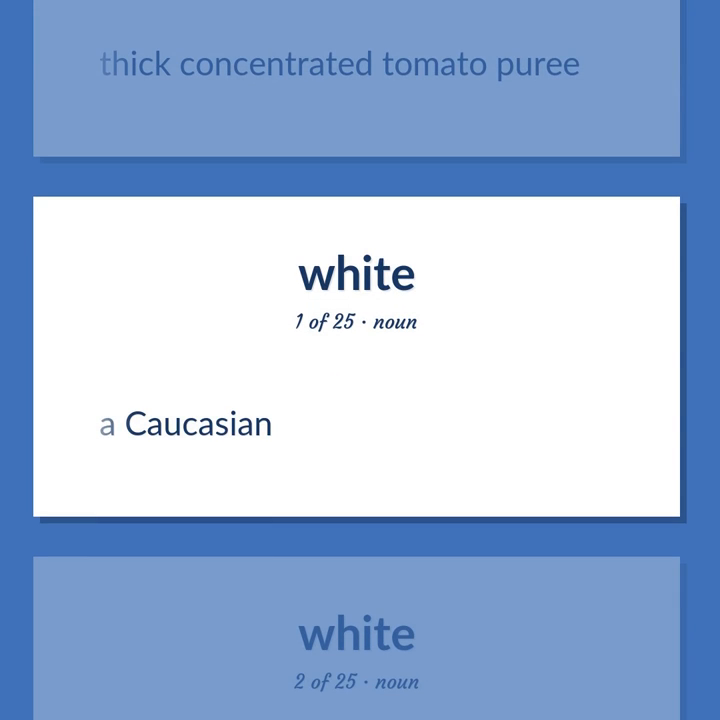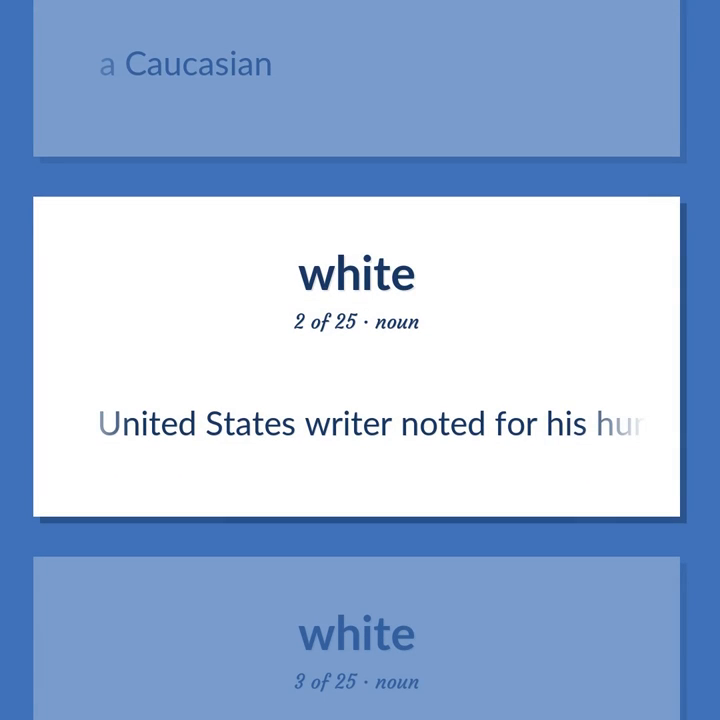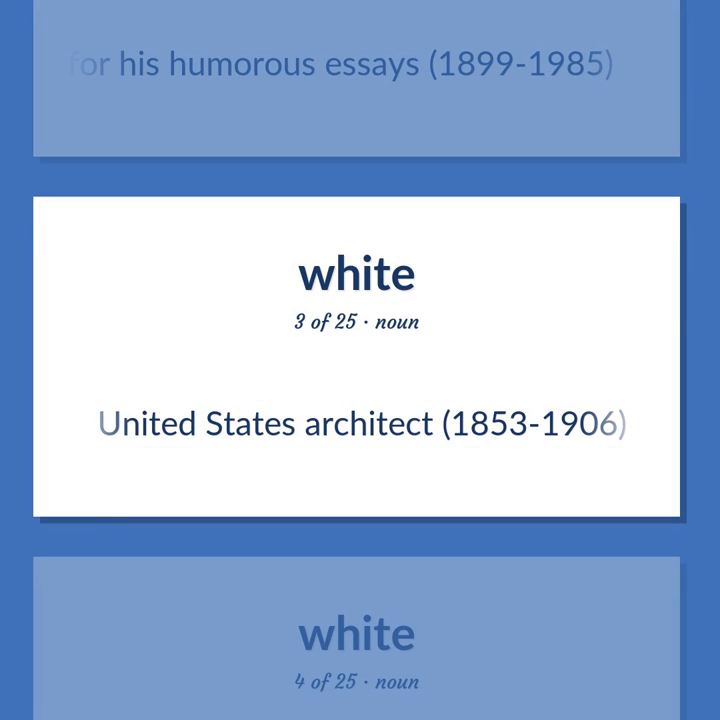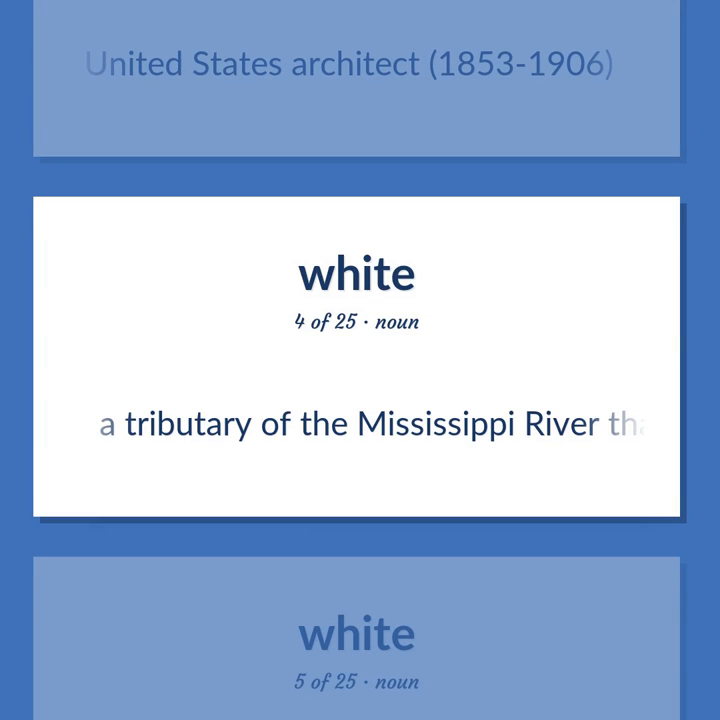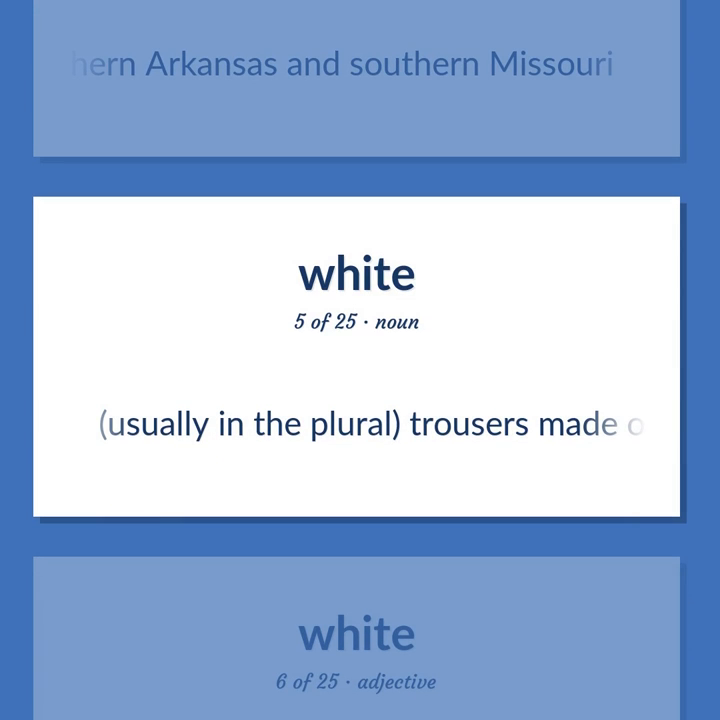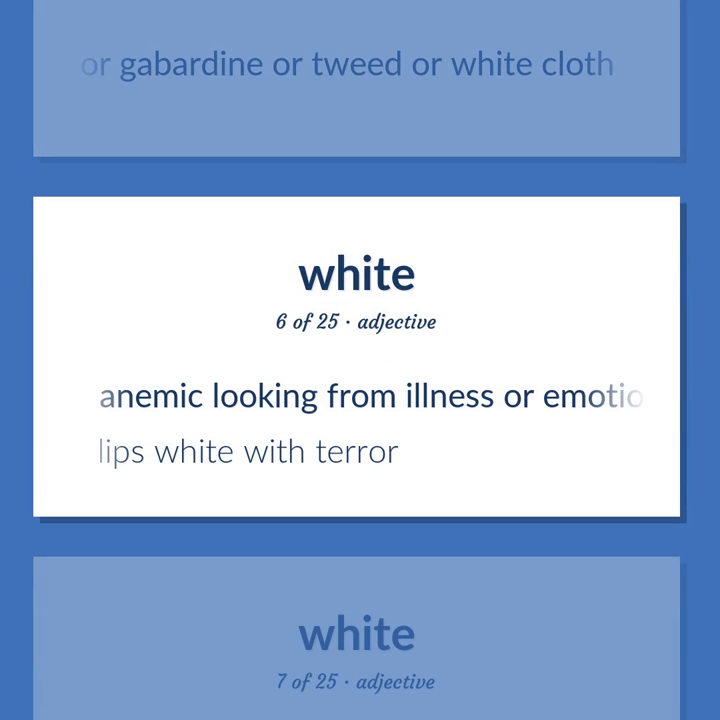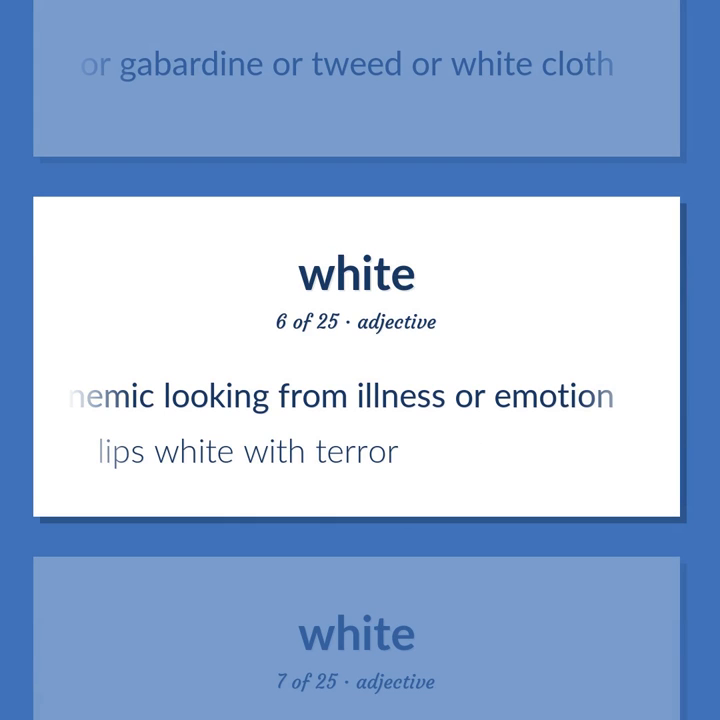A Caucasian. United States writer noted for his humorous essays, 1899 to 1985. United States architect, 1853 to 1906. A tributary of the Mississippi River that flows southeastward through northern Arkansas and southern Missouri. Usually in the plural, trousers made of flannel or gabardine or tweed or white cloth. Anemic looking from illness or emotion. Lips white with terror.